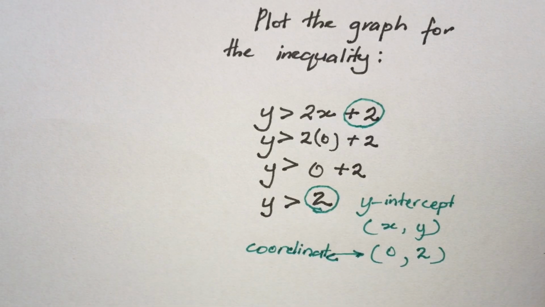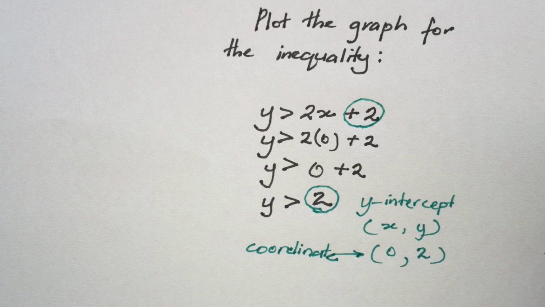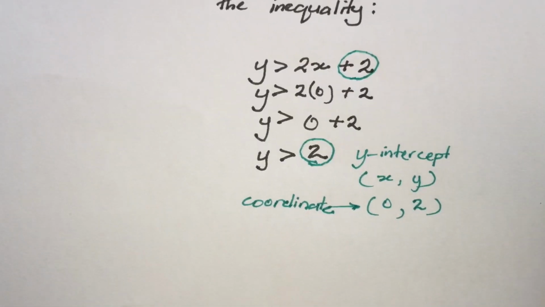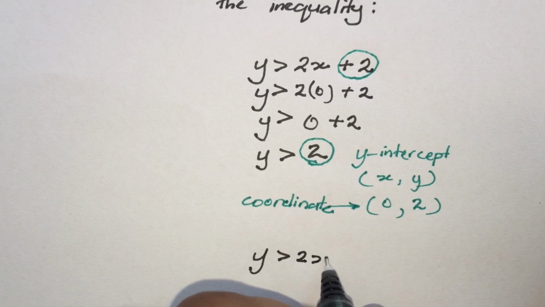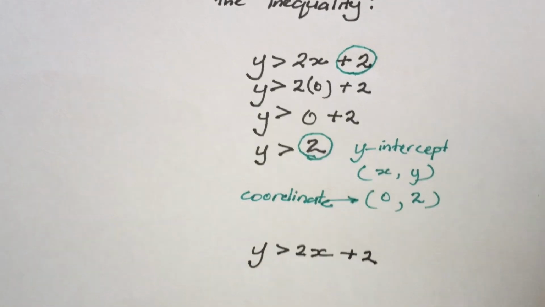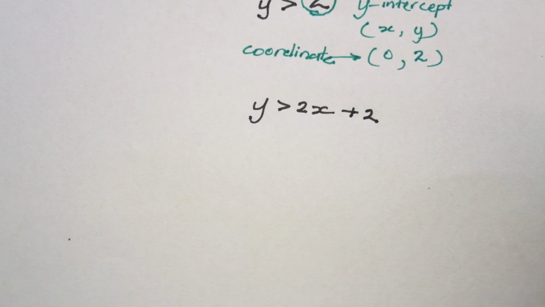So to plot any straight line, we need just 2 points, the y-intercept and the x-intercept. Now that we're finished with the y-intercept, then we need to find the x-intercept. So to do that, we're going to start off with the same inequality. Y is greater than 2x plus 2. And this time, we're going to set the value of y being equal to 0, because the x-intercept is the value of x when y is equal to 0. So we're going to set y being equal to 0 like this.